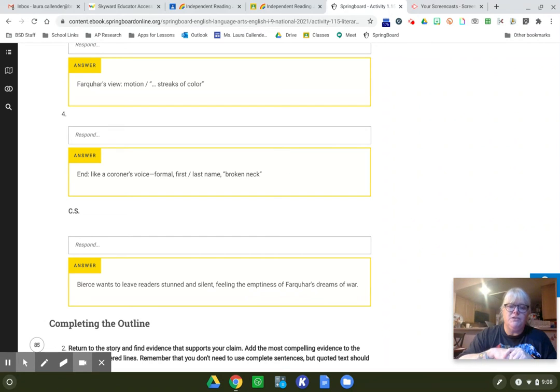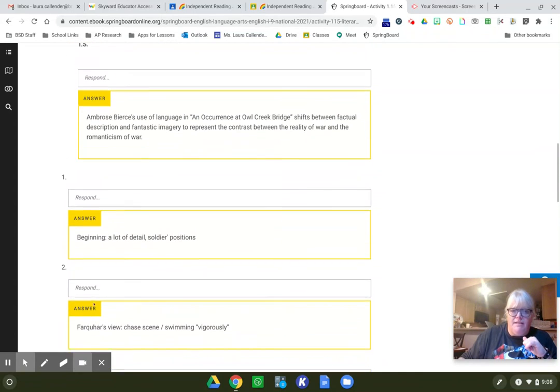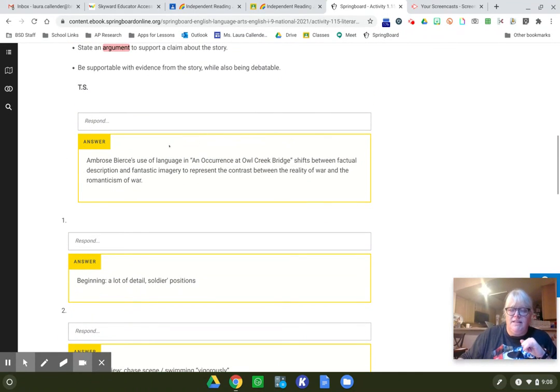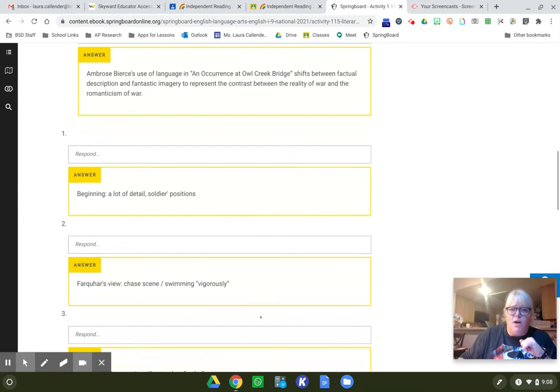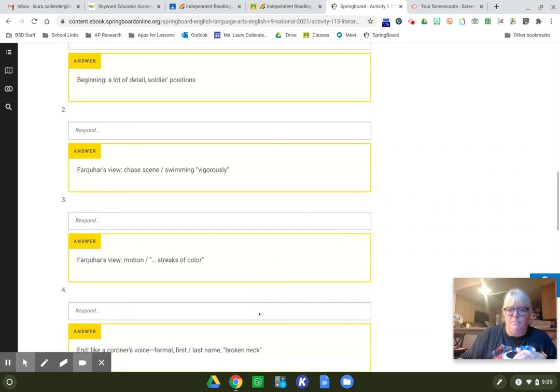Basically, the author, Ambrose Bierce, wants to leave the readers stunned and silent instead of in that dreamy moment, right? Feeling the emptiness of Farquhar's dreams of war. He doesn't want us to linger on the romantic beauty. He wants us to linger on the starkness, the emptiness of the hanging body there, right? Okay, so that is our outline. So basically, we are arguing that he wants to reveal with this contrast in language that we should look at war in a realistic way rather than a romantic way.